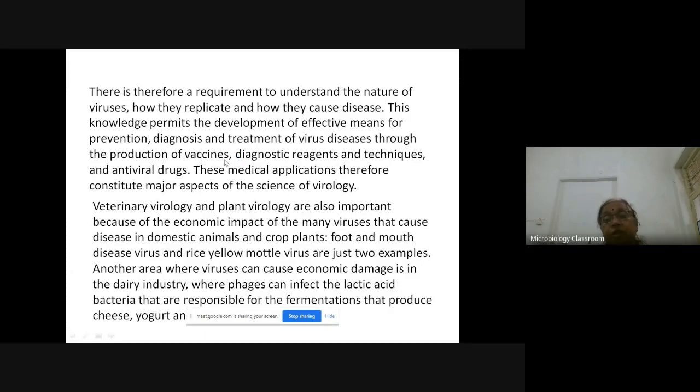Giving immunity to the public as a whole. So such type of studies are required and they are being done widely in the science of virology. So this is a very important aspect in today's condition.